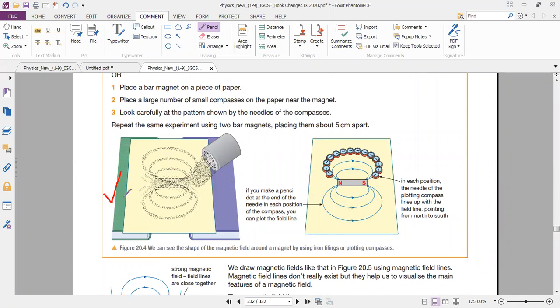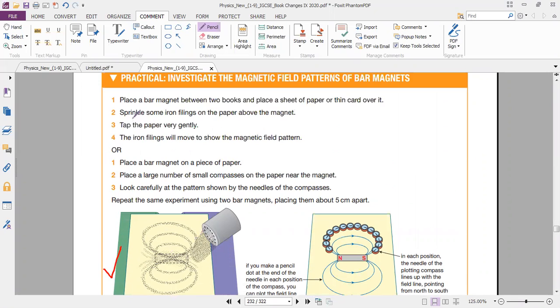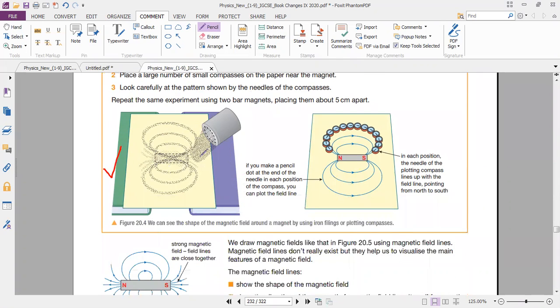In this one, a bar magnet is covered by a piece of paper and we sprinkle some iron filings on the paper above the magnet. We scatter iron filings on top of the paper and tap the paper gently. Tapping the paper, the magnetic field pattern appears like this, as you can see in the diagram.